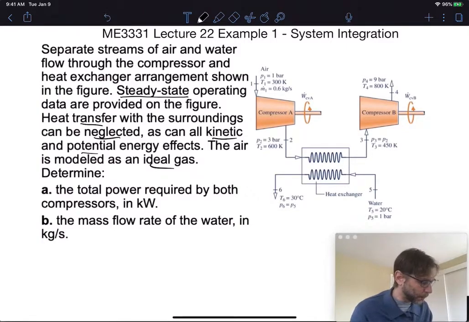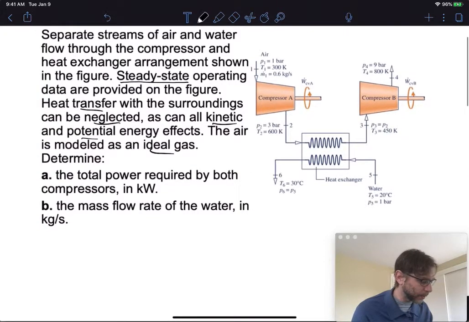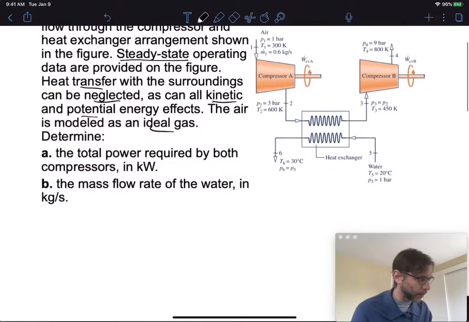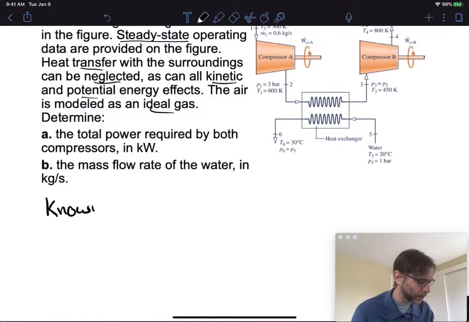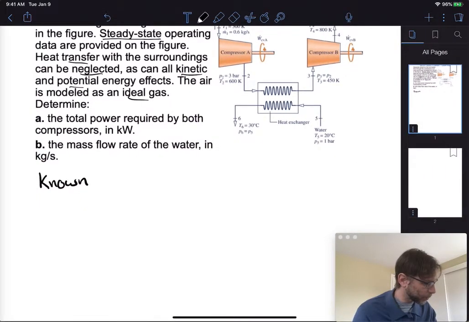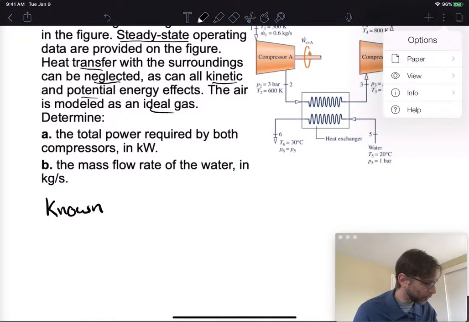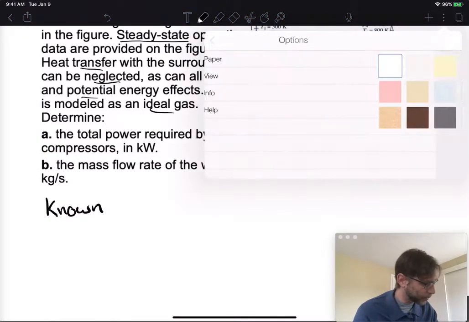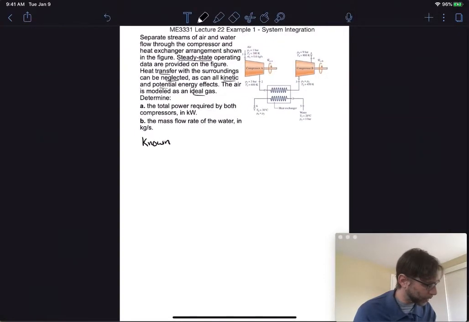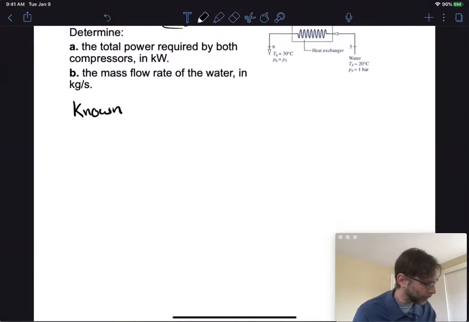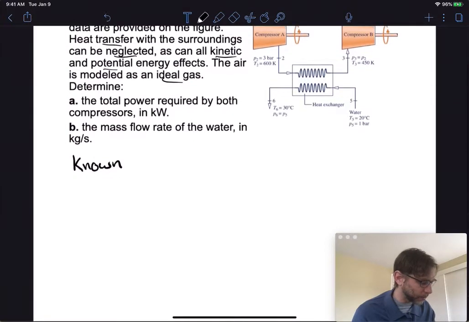So total power required by both compressors is what we need to find, and the mass flow rate of the water in kilograms per second. Okay, so let's see here. We're gonna just start our problem here. Let's see if I can view this as a page. Oops, no, I don't want the fancy single page. That's what I want. Okay. All right. So what I do is as page. I like doing things page-wise.